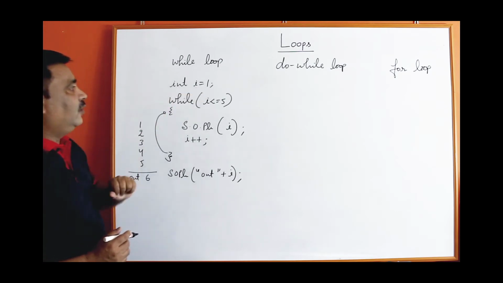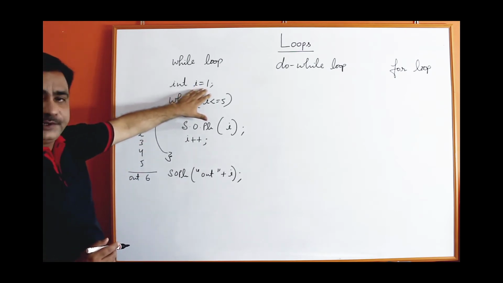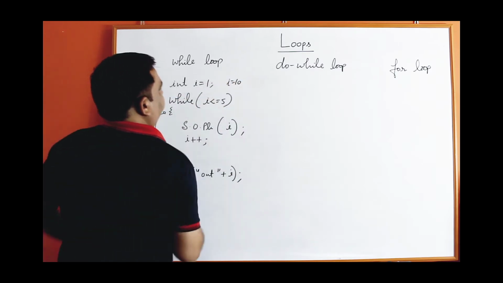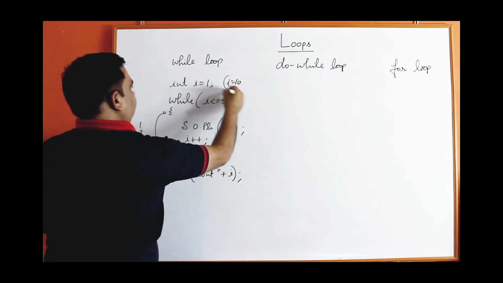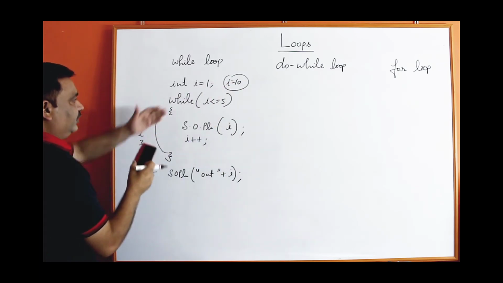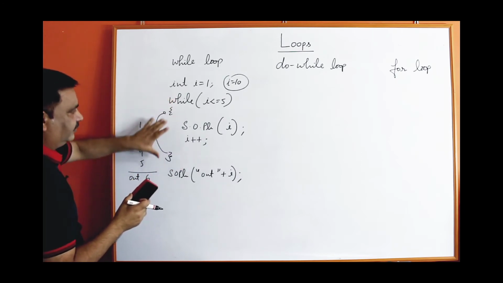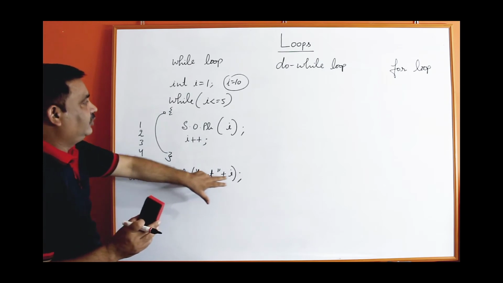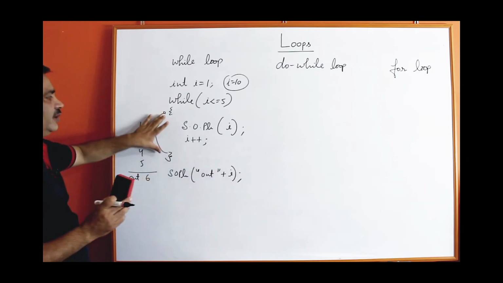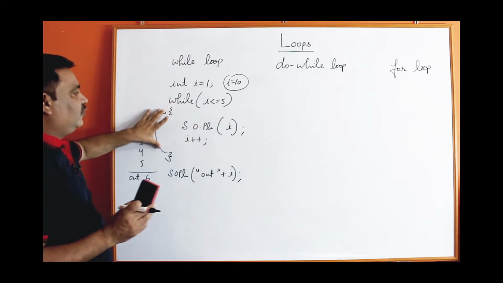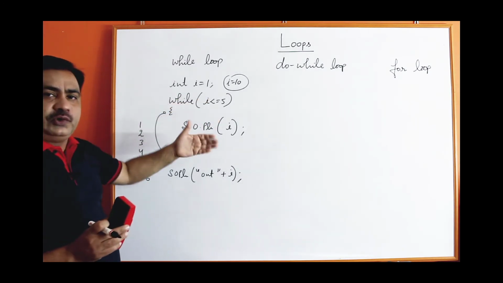If the value of I is 10 in place of 1, suppose I is 10, not 1, then condition is false. So it will jump from here to here. Body of the loop will not execute. It will print directly out 10. So loop will not execute if the condition is false. This type of loop is called entry controlled loop.